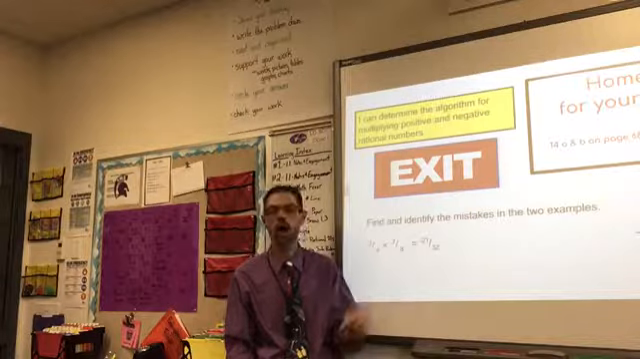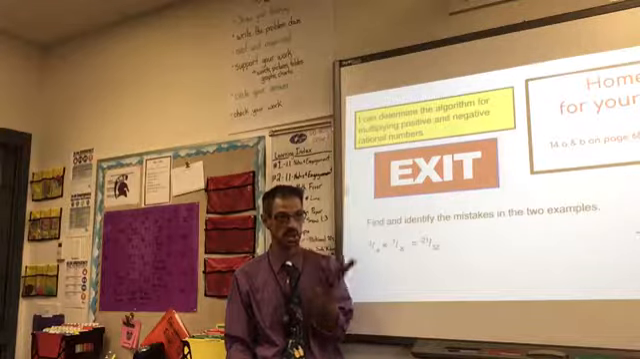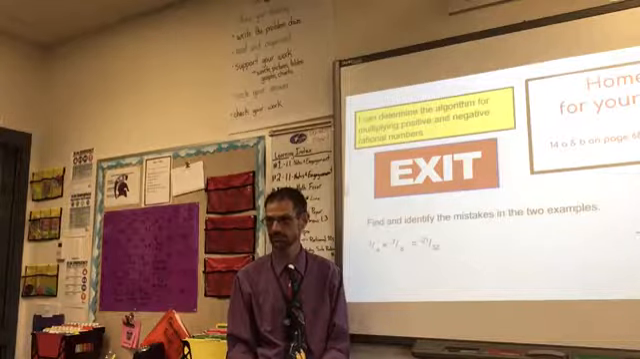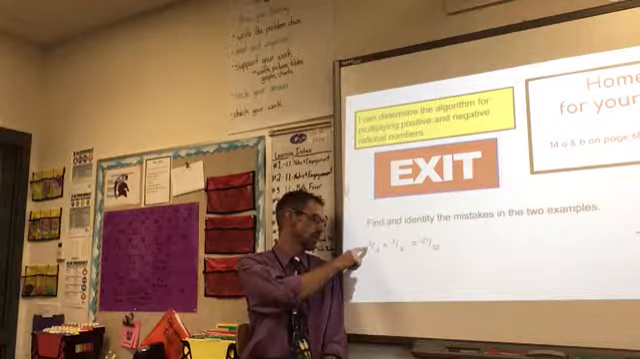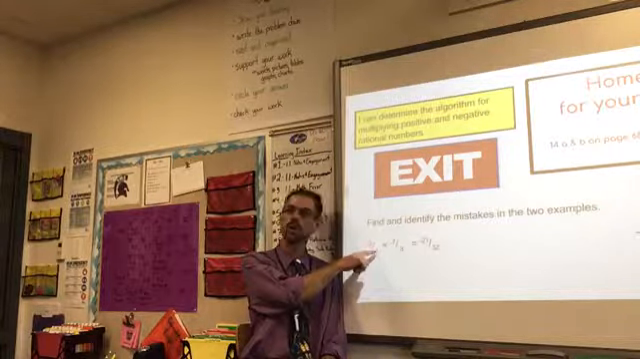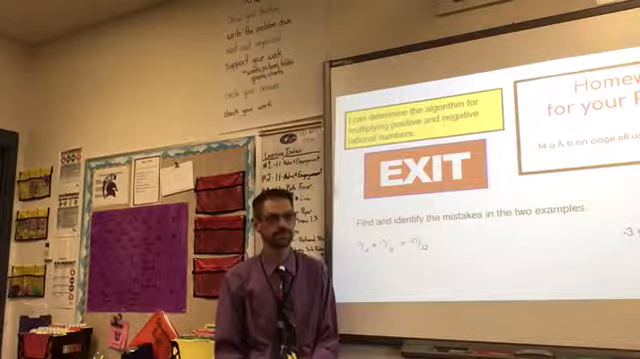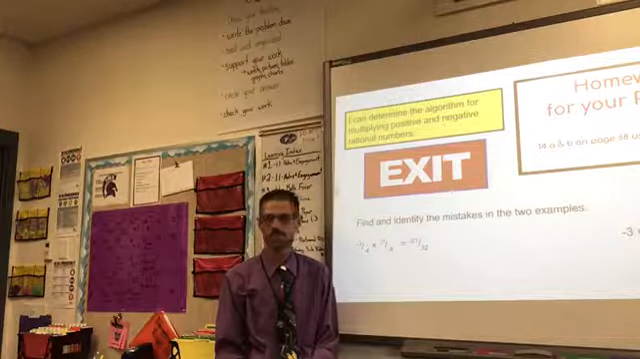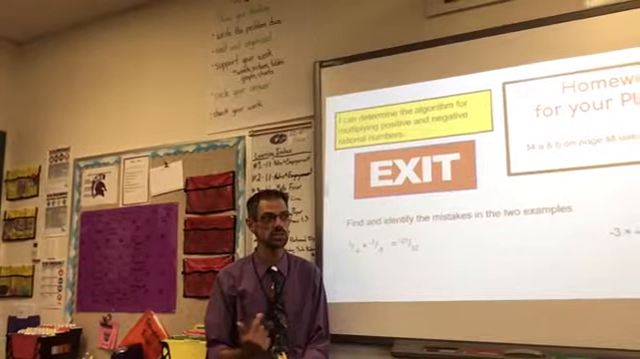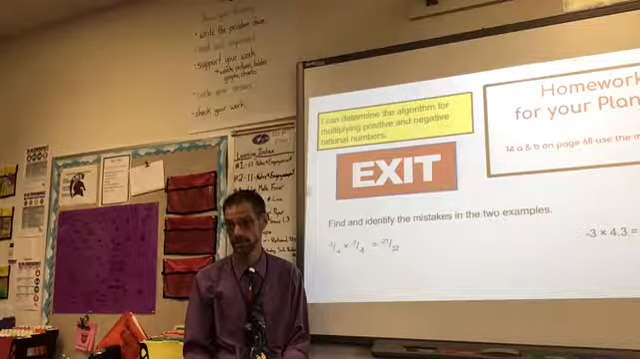So here, we have two problems. You want to have both these problems written down on your paper. There's a mistake with both of them. Find and identify the mistakes. We have -3 -4ths. So it's -3 divided by -4 times -7 divided by -8. The reason why I'm doing this is I need you to realize that you can have negatives in your numerator and negatives in the denominator.